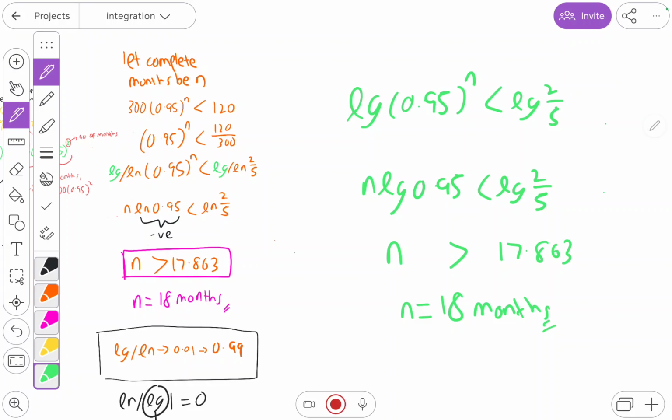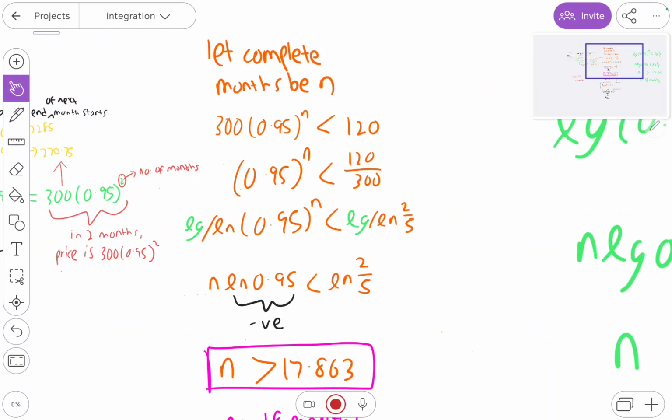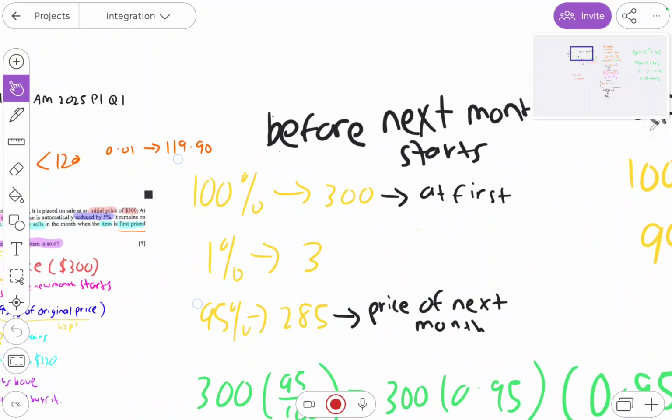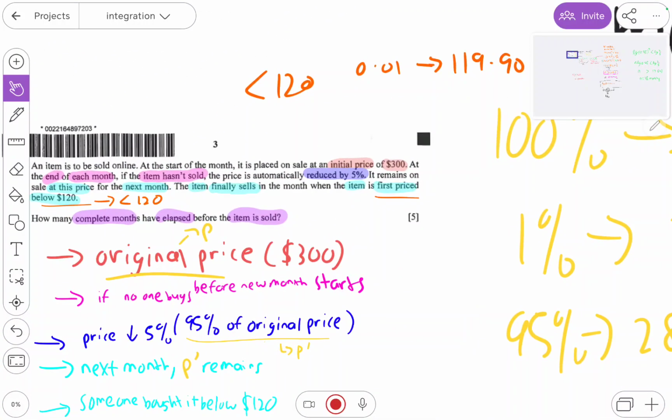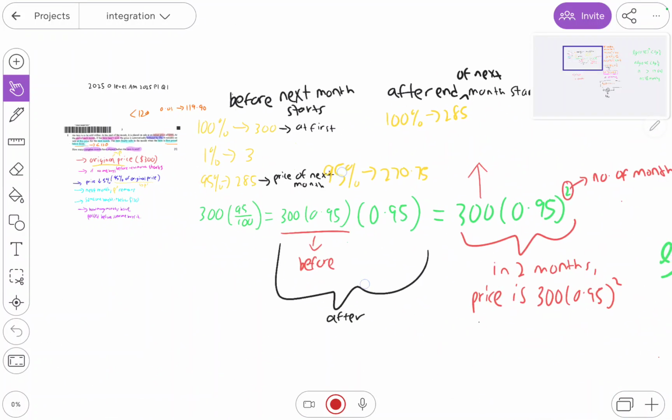You can try 19. So 300 times 0.95 to the power of 19 is below already. But they want the exact moment that it is below $120. So it must be 18. Okay, you guys understand?